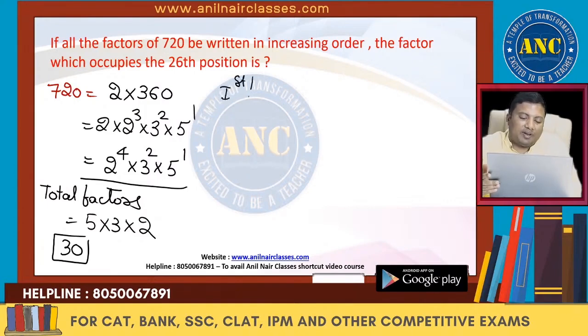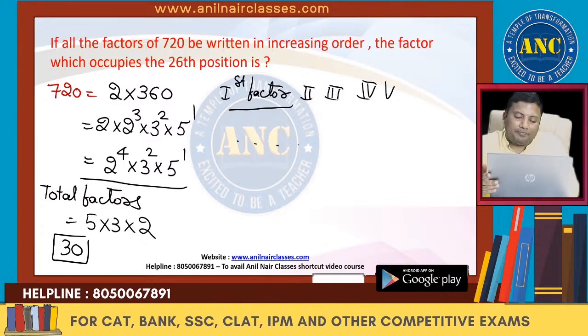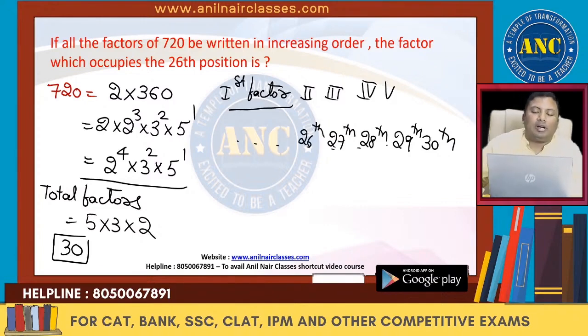Let me write down. This is the first factor, the second factor, third factor, fourth factor, fifth factor. This is the 30th factor, 29th factor, 28th factor, 27th factor, 26th factor. First factor from the left, 1, 2, 3, 4, 5.